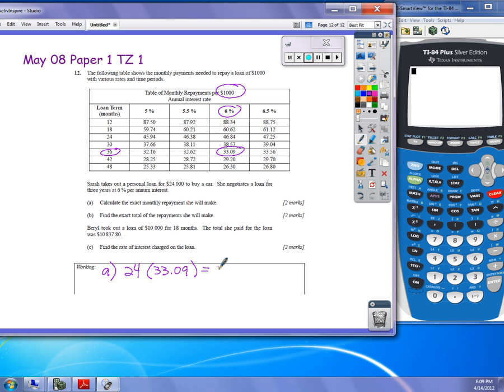That means her total monthly payment will be, and I want to make sure I use the dollar symbol here, $794.16. That's for part A.